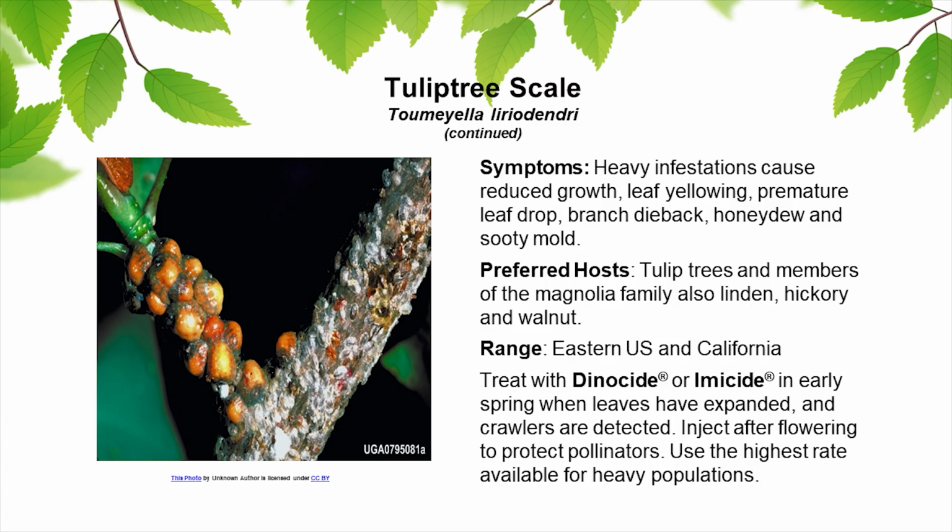Tuliptree Scale can be managed with the treatment of dinoside or imicide in early spring when leaves have expanded and crawlers are detected. Inject after flowering to protect pollinators. Use the highest rate available for heavy populations.